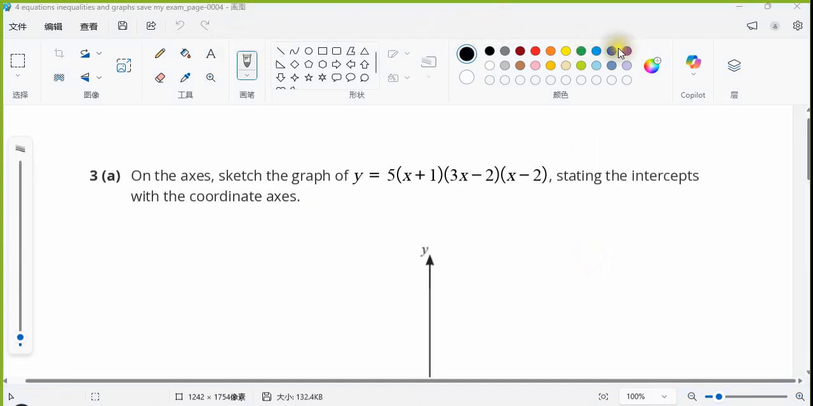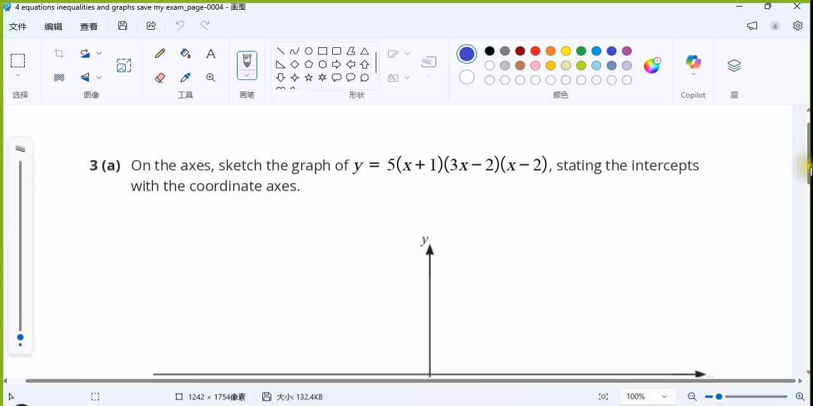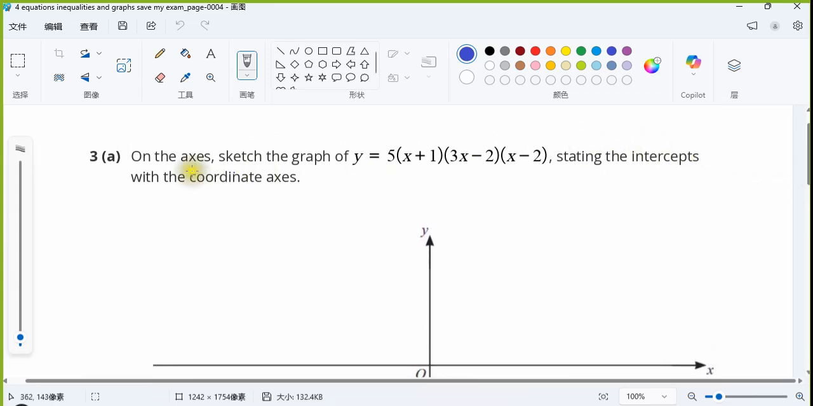Question number 3. On the axis, sketch the graph stating the intercepts with the coordinate axes. So we know that the coefficient is 5, so a is positive. So 5 times 3, 15, is the coefficient. 5 times x times 3x times x, so we have 15x cubed. So the shape is like this.